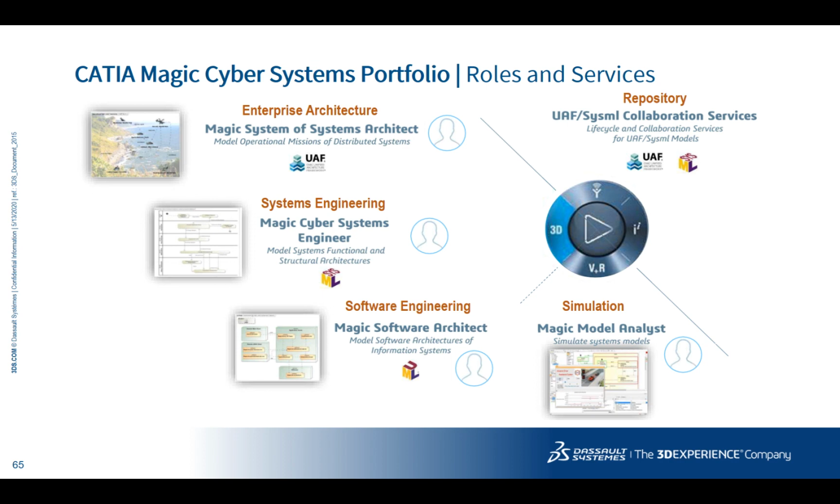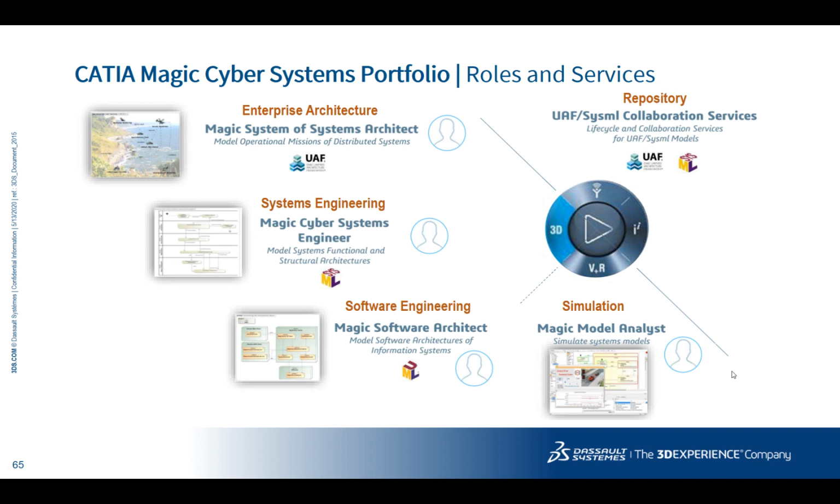Here you can see the CATIA Magic Cyber Systems portfolio. We have three tools for modeling, and they are on the left. The first one is Magic System of Systems Architect. It supports the Unified Architecture Framework, or just UAF standard, and is used for enterprise architecture. The next one is Magic Cyber Systems Engineer, which supports the SysML standard and should be used for systems engineering. The last one is Magic Software Architect, supporting UML and used for software engineering.